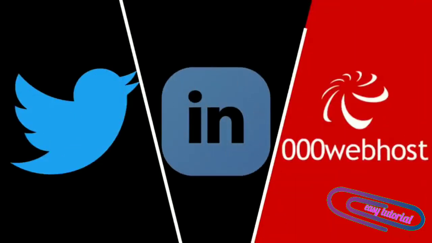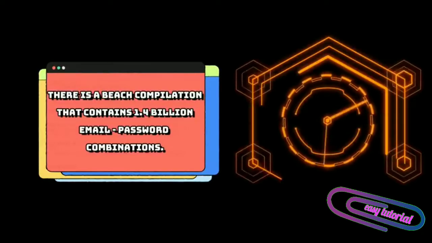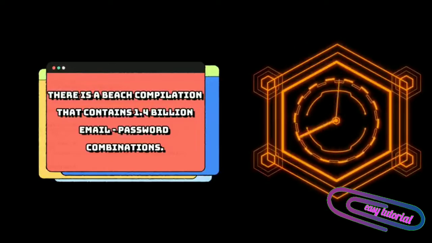Many famous websites like Twitter, LinkedIn, 000webhost, etc. already suffered major data breaches. And all these breaches are publicly available on the internet, literally for anyone to see. Fun fact, there is a breach compilation available on the internet that contains literally 1.4 billion email password combinations. Think about it, 1.4 billion.